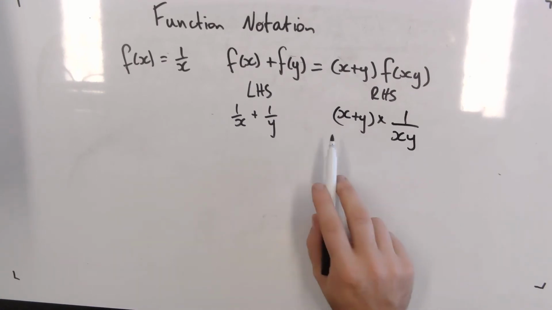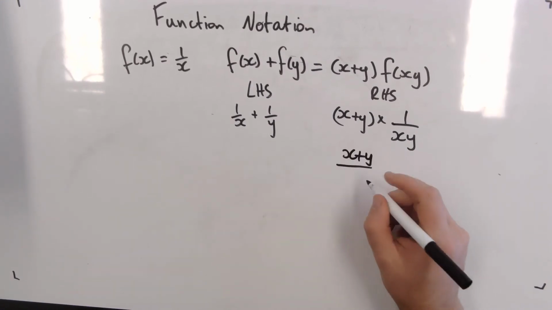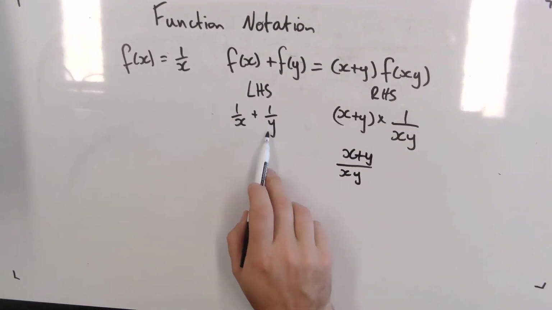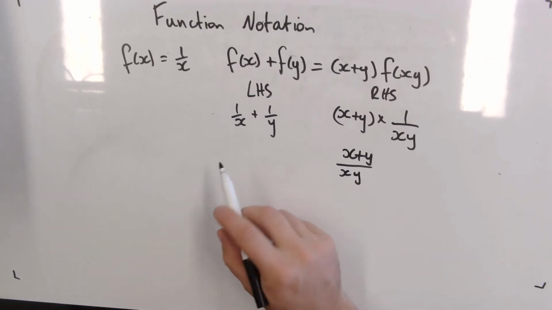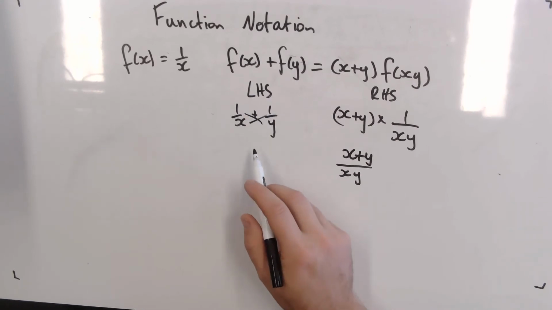Okay, I'm going to start by manipulating this because it's multiplying through, so I can just say I've got x plus y over xy. And for this one though, you can see we've got two fractions here. I've got to get one fraction here so I can compare them. So we need to make our denominators the same. So we're going to do that by doing our cross multiplication.